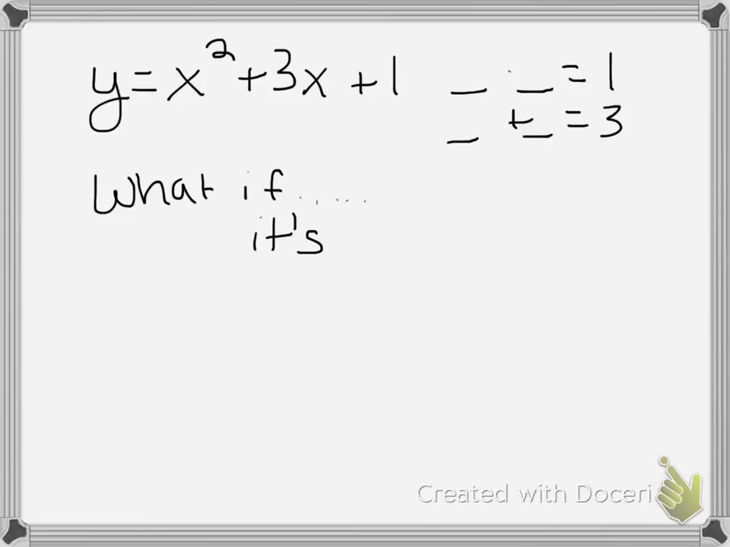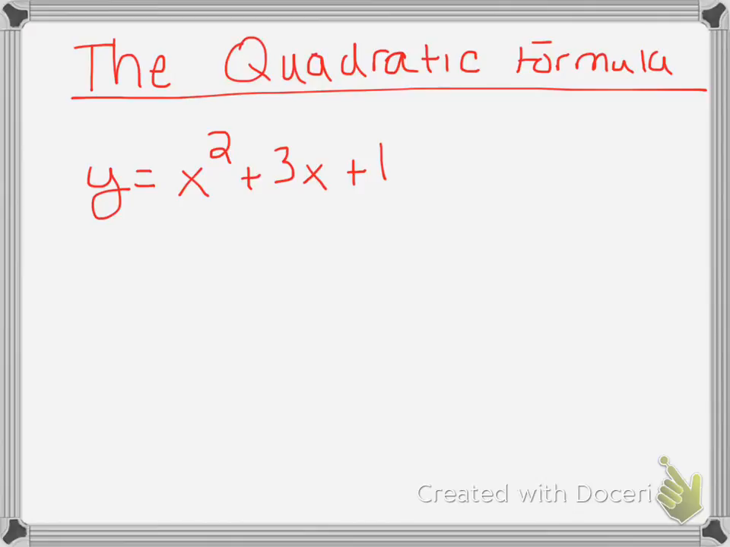So what if it's unfactorable? Well, we have a solution for that. It's called the quadratic formula. The quadratic formula is a formula that can be used to solve any quadratic equation that you could think of for x. So it lets you find the x-intercepts of any quadratic equation.